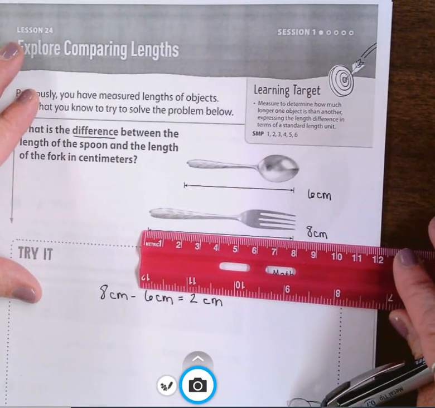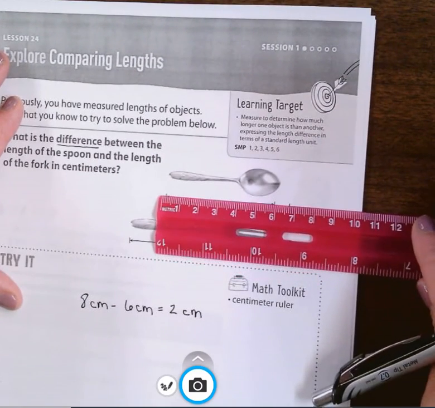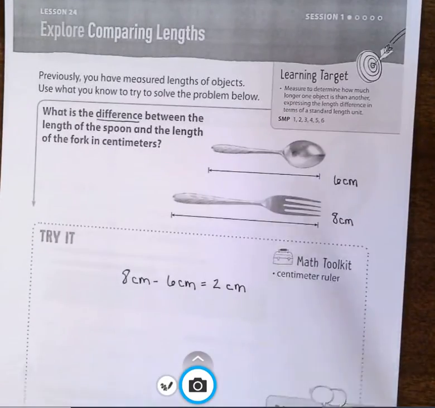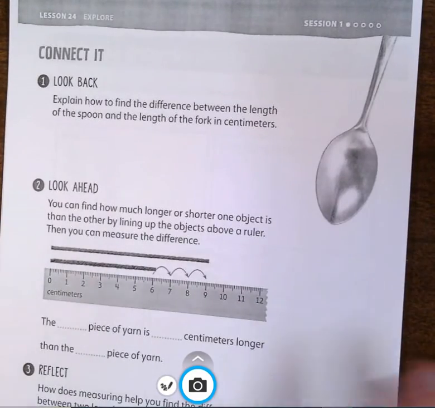Another way you could do it is by looking at the ruler. So we know that's 8, and we know that's 6, so we're short 2, aren't we? 7 to 8. Okay, easy peasy. Now it says, look back.